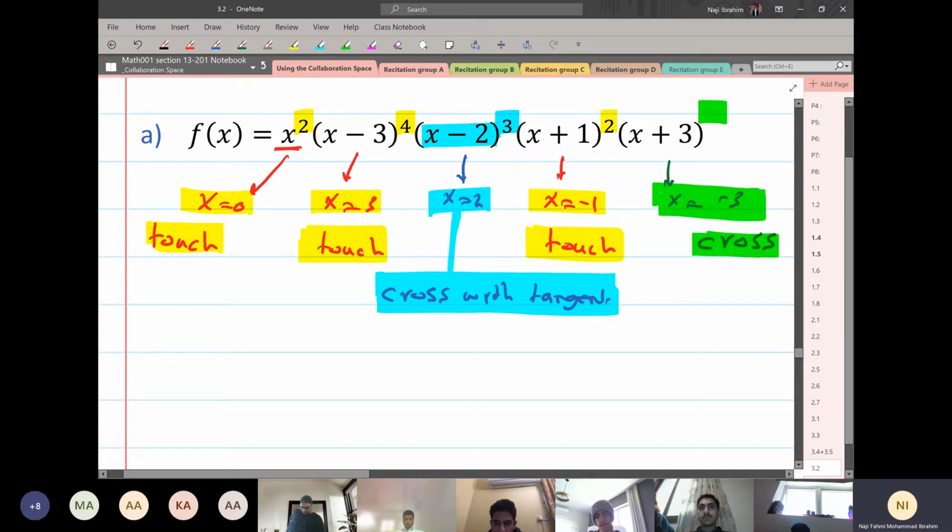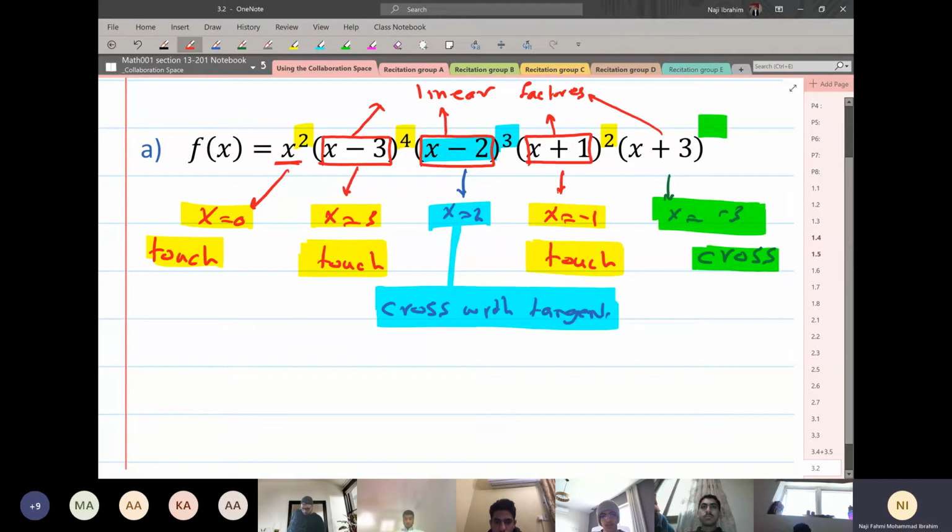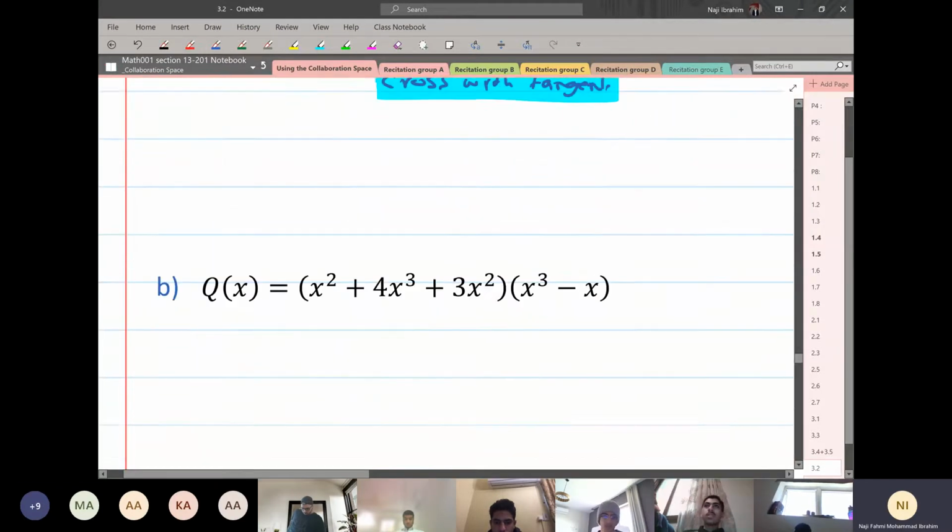But to do all this, guys, can you tell me what's the power of x inside each bracket? 1. So if the power of x is 1, what do we call these? Linear factors? Yes. So we have to make sure that what's inside each bracket is linear, which means the power should be 1. Let's take one more example, which is this one.